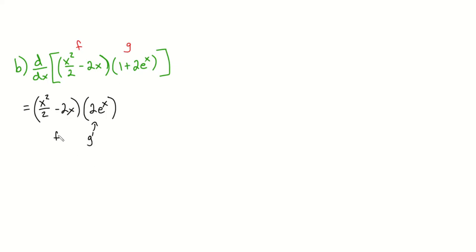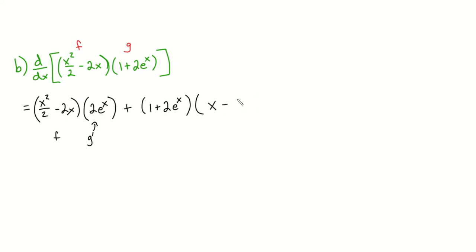This is f. First times the derivative of the second plus, what's the second function again? 1 plus 2e to the x times the derivative of the first. This one, 2x over 2. Could we just say that that's x? Or 1/2 times 2x is just x.